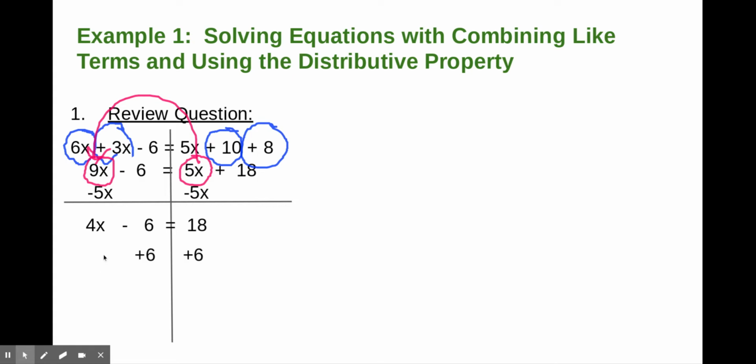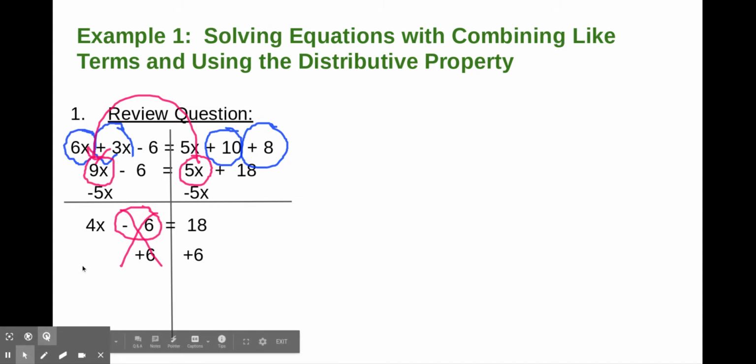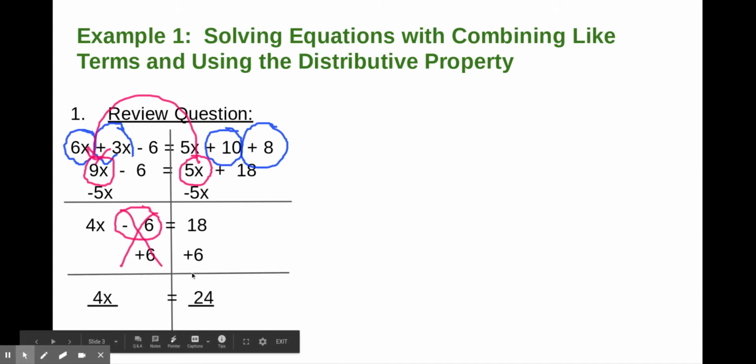Next step is we're going to solve this 2-step equation here by using inverse operations. This is a minus 6, so I'm going to add 6 to both sides. The negative 6 and positive 6 cross out, and then you're left with 4x equals 24. And you're going to divide by 4. The reason why we're dividing is because this is 4 multiplied by x. So to get rid of multiplication, you have to divide both sides. And then your final answer is x equals 6.